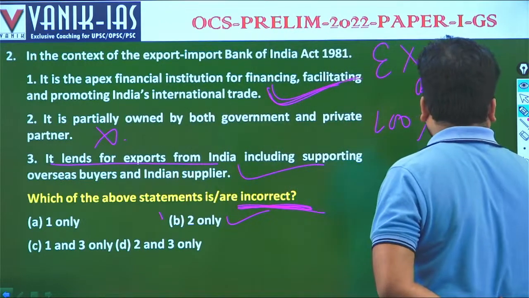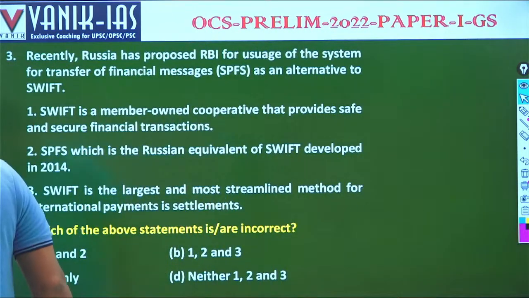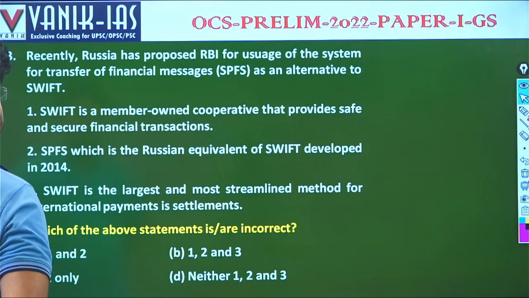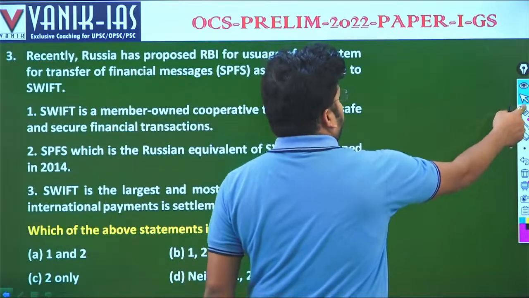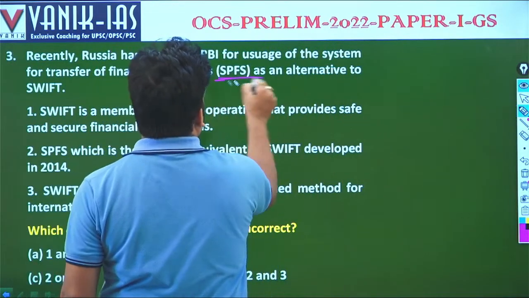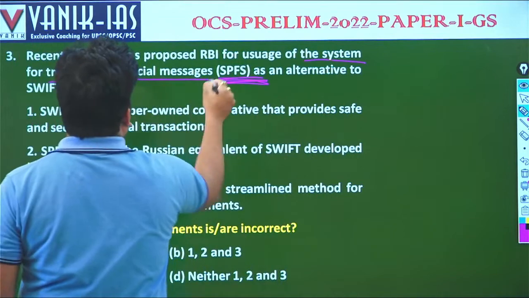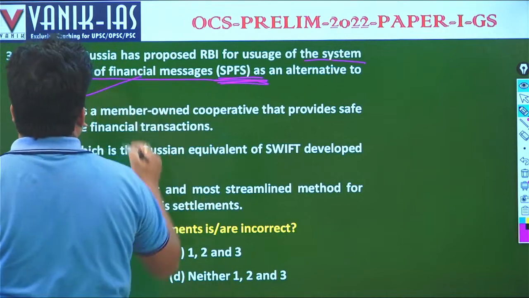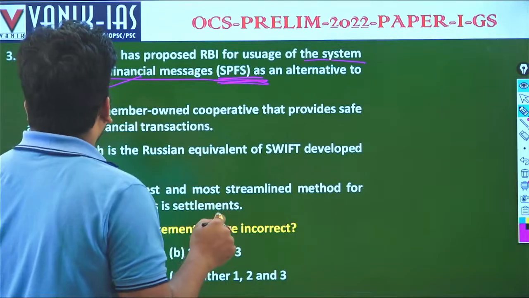Okay. Next. Recently, Russia has proposed to the RBI the use of the System for Transfer of Financial Messages, SPFS. Remember this short form SPFS, the System for Transfer of Financial Messages, as an alternative to SWIFT. Yes, because the European countries are putting sanctions on Russia's access to the SWIFT mechanism.